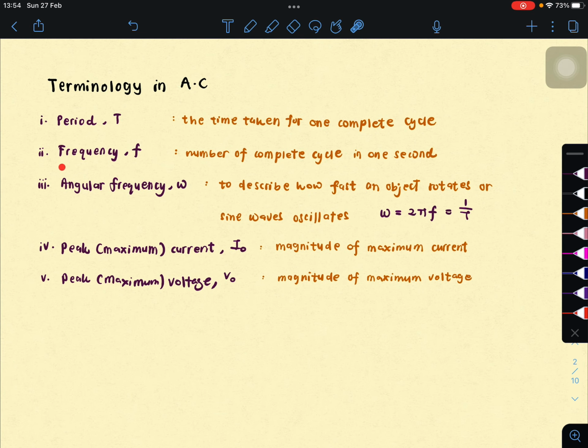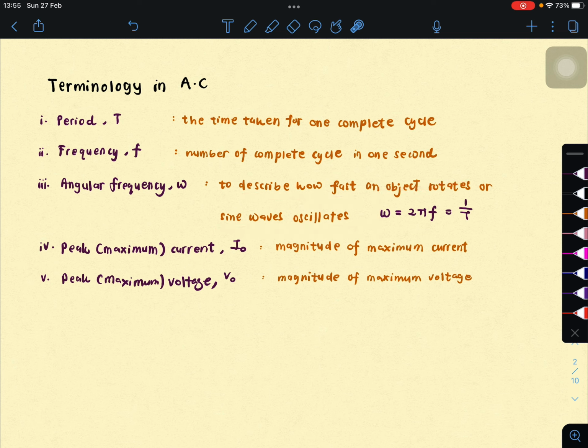And then we have frequency. You know frequency is the number of cycles in 1 second. And then angular frequency, omega, just to describe how fast an object rotates. Or in this chapter, it is to describe how fast sine waves oscillate. This is the formula for angular frequency.